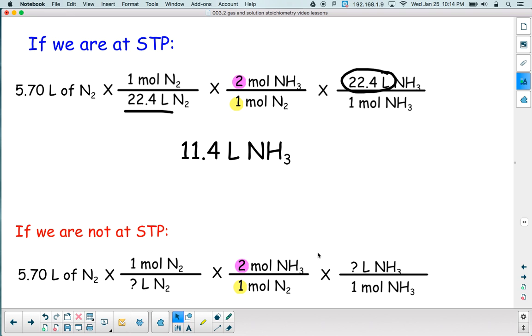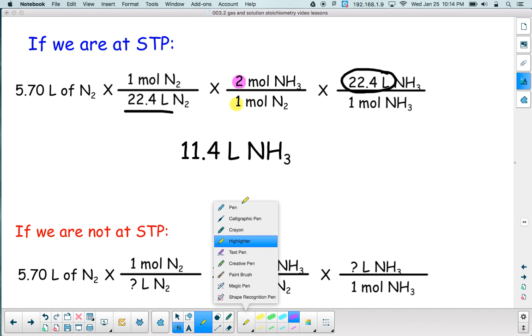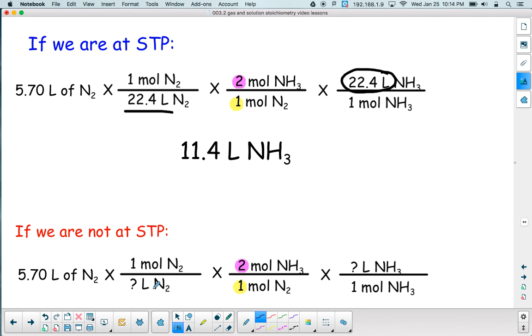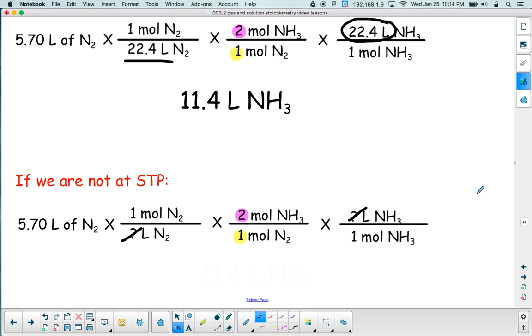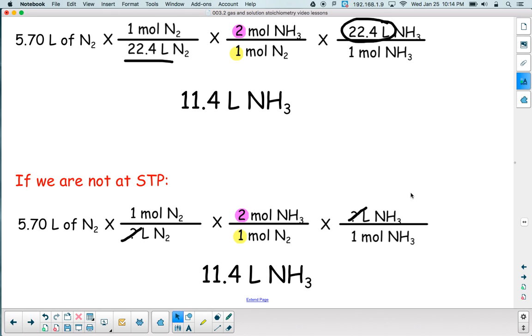Down here, we don't know what the value of the question mark is, but we do know that because the volume doesn't depend upon the amount or on the type of gas, whatever this question mark is, that question mark is the same thing. So those two question marks will cancel one another, and it will turn out that we don't actually need to know how many liters are occupied by a mole of the gases. You're going to get the same answer either way, 11.4 liters of NH3.